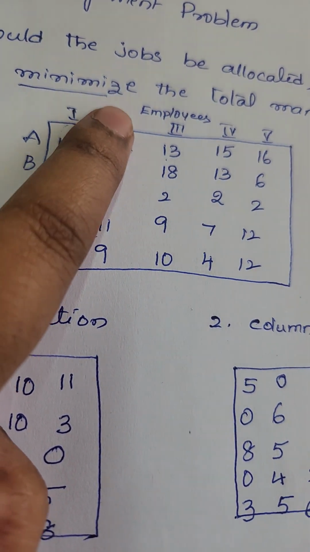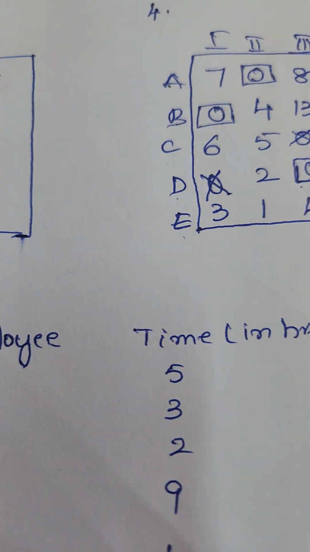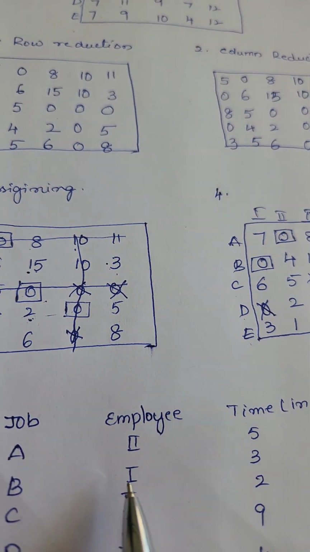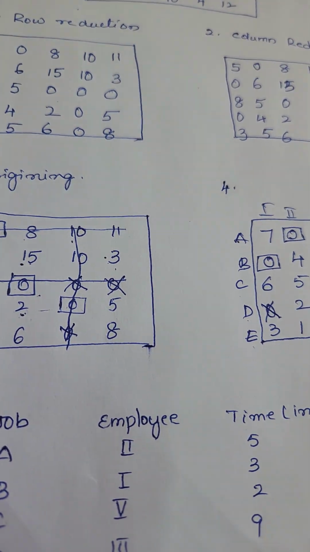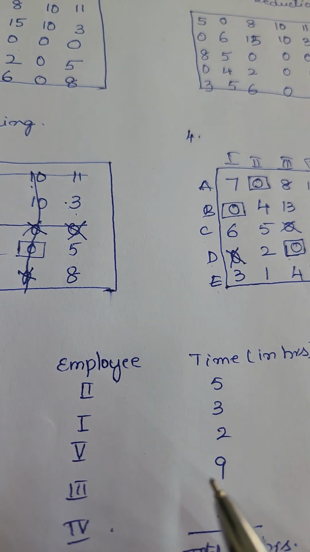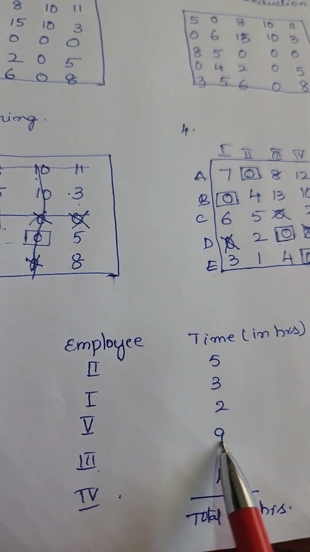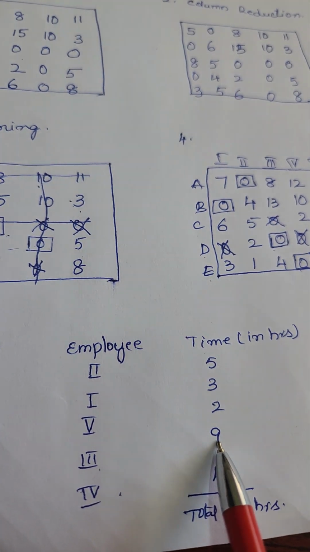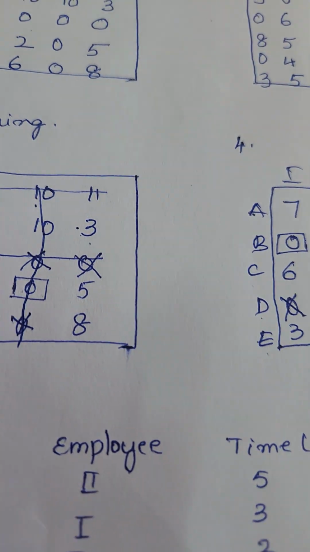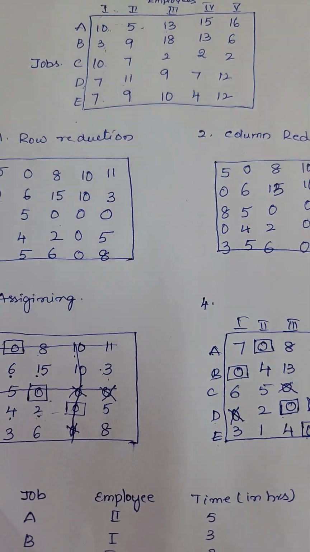The job A can be done by the second employee in 5 hours. So take that 5 here, and the job B can be done by the first employee in 3 hours, and job C can be done in 2 hours, employee 3 can do the job in 9 hours, and 4 can do the job in 4 hours. Total 23 hours. So the total minimum man hours is 23 hours.